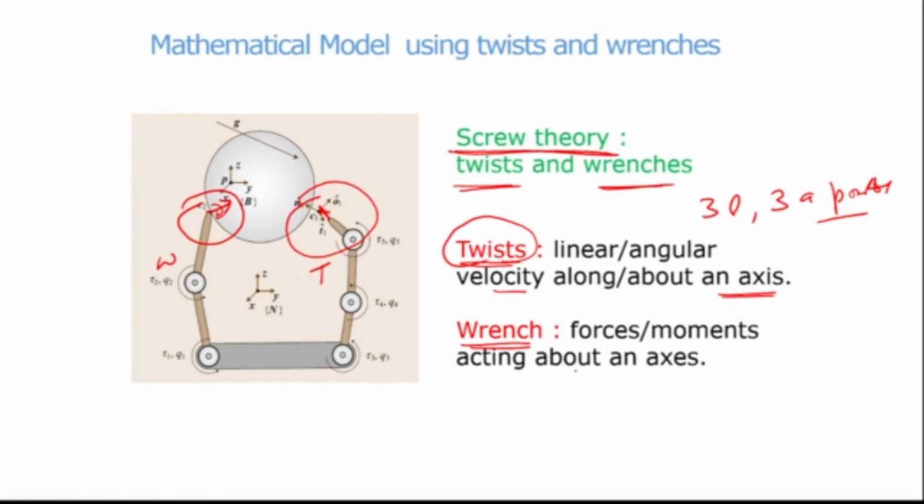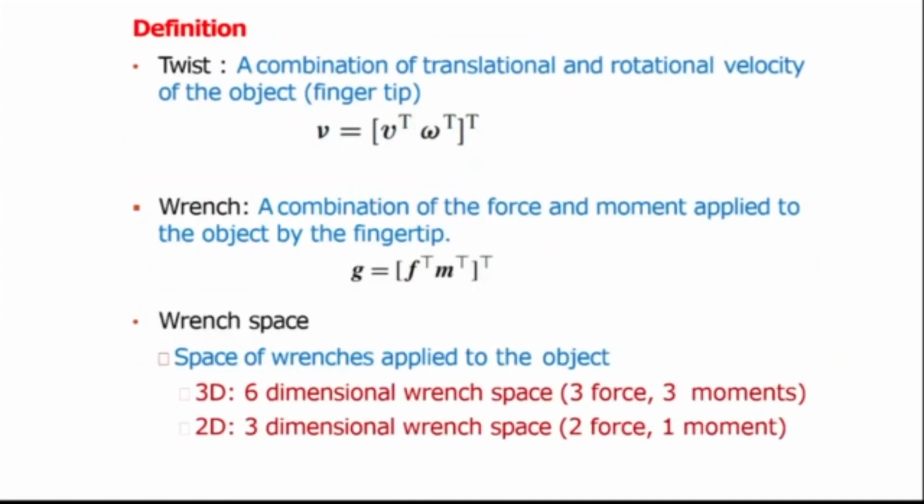So the motion of the object will depend on the forces and moments being applied and what linear and angular velocities may be imparted to the object. Hence we use twists and wrenches for looking at the types of contacts, and then we try and decide how to impart a particular motion to the object. Now let's come to some definitions before we go into the mathematical analysis. The definition: a twist is a combination of translational and rotational velocity of an object. It can be defined as Vt and omega t.